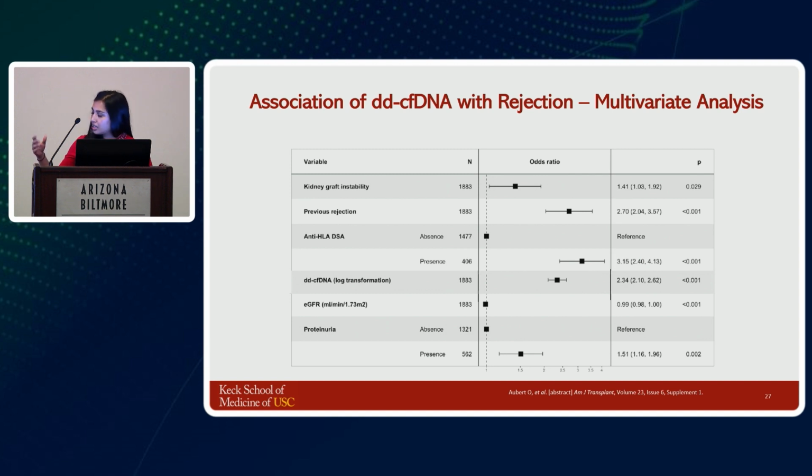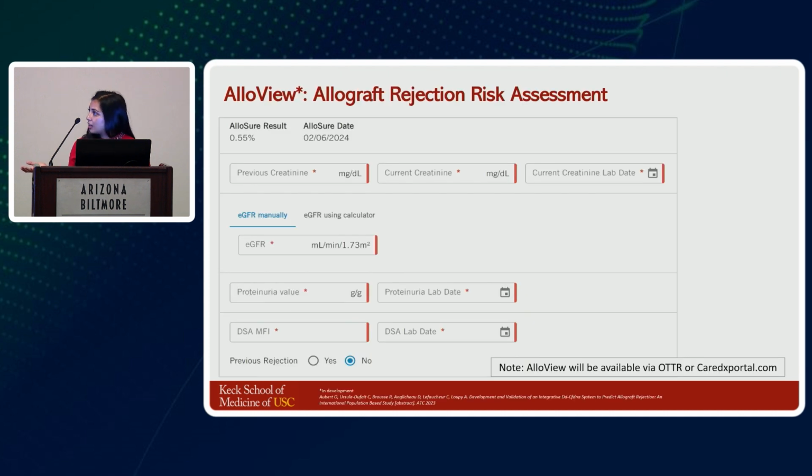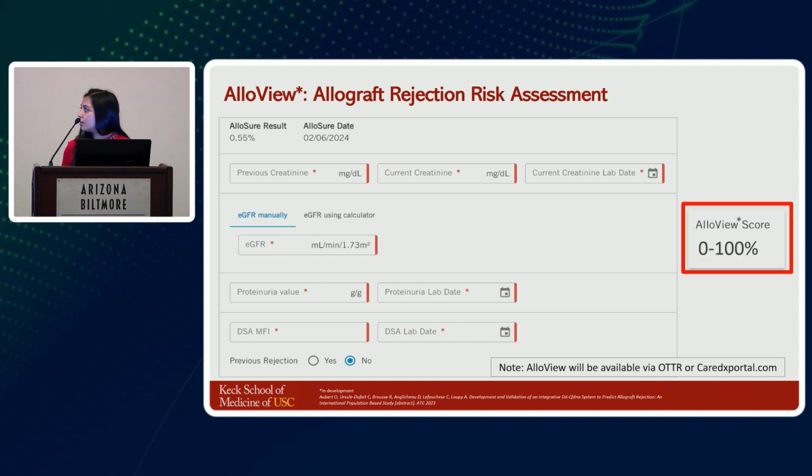So you can see on the slide the factors that they found: kidney graft instability, previous rejection episodes, the presence of anti-HLA DSA, donor-derived cell-free DNA, eGFR, and proteinuria were found to be the most correlated with rejection. The machine learning algorithm currently in development is assessing numerous other variables that may be important, but these are the inputs that have been found and are currently used in the calculation of the AlloView score. So this is the AlloView score. These are the composite inputs that are put in to give you an output. And the AlloView score is anywhere from 0 to 100.